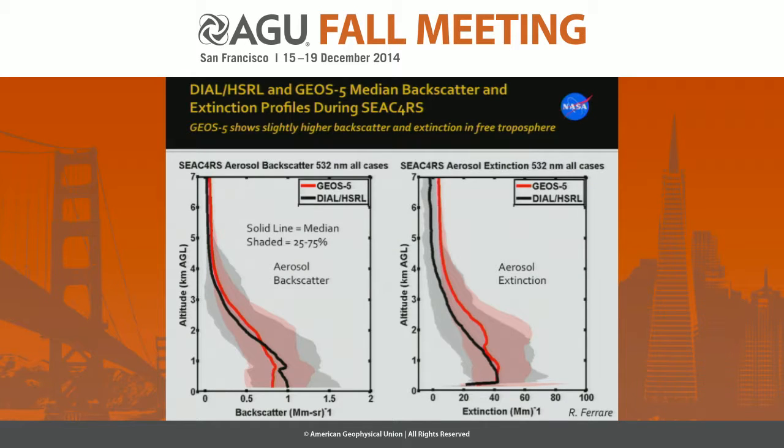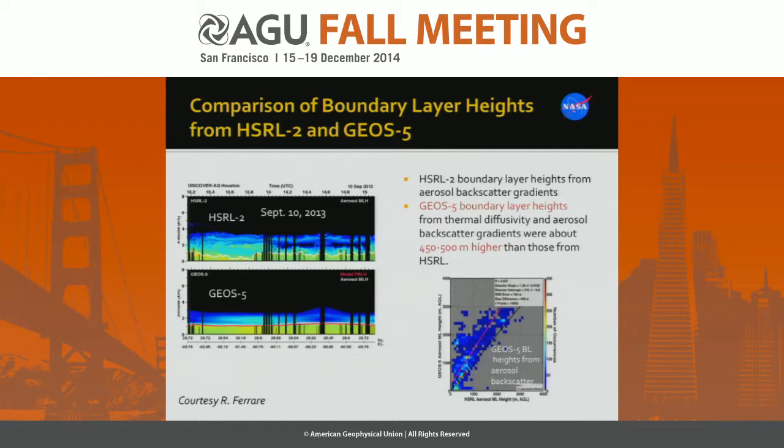So here's our overall assessment of the model vertical structure. Here's backscatter from GEOS-5 and DIAL. You can see that the model has a little tendency to put a little too much in the free troposphere. Whatever we do, we don't want to be putting, on average, even more stuff up there than we already have. And here's another assessment of the GEOS-5 PBL height, also in collaboration with the HSRL group. Overall, during the CCARs period, we seem to have a boundary layer about 500 meters or so too high.